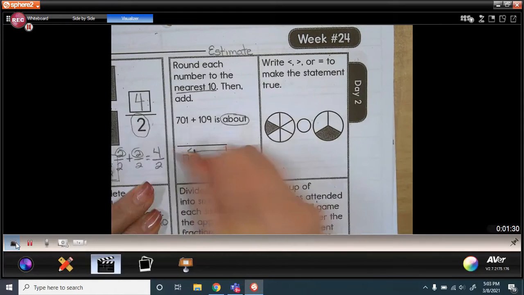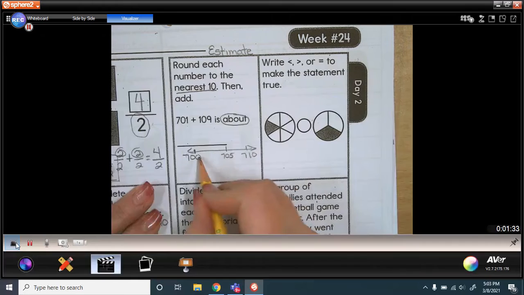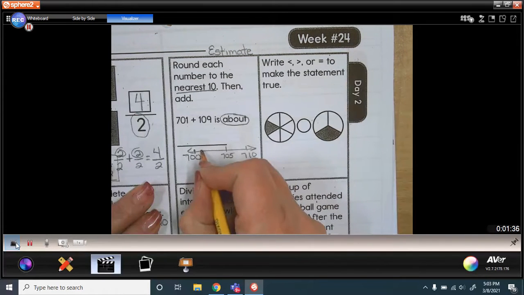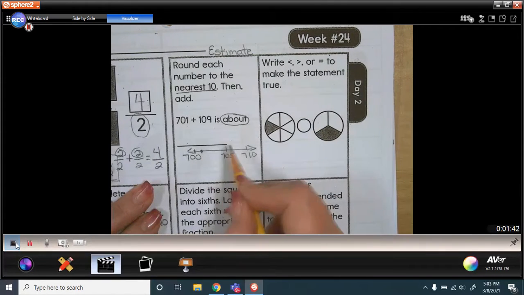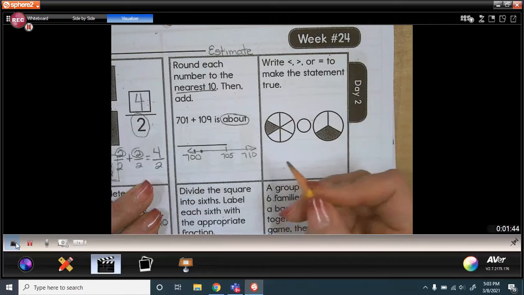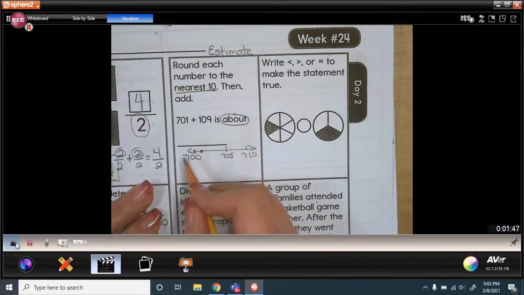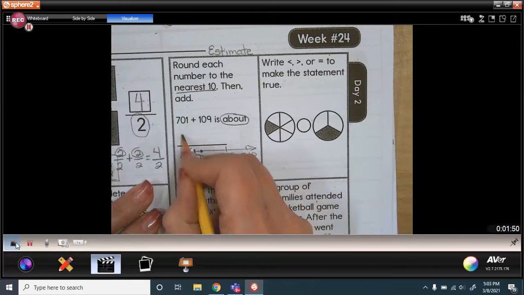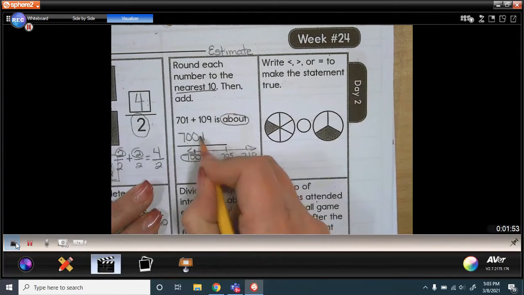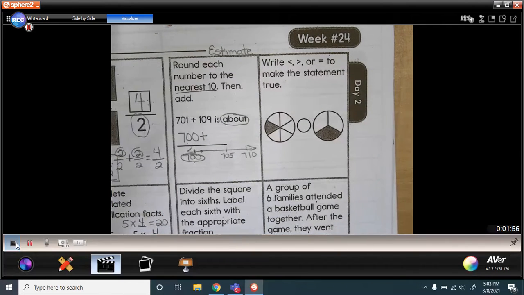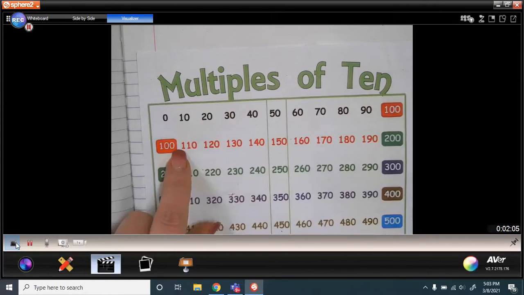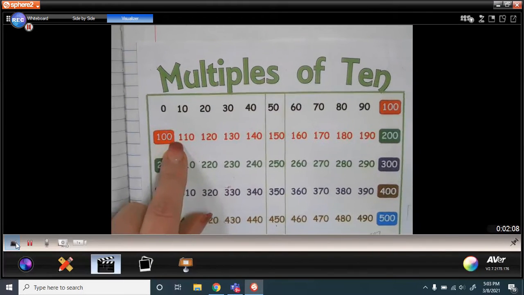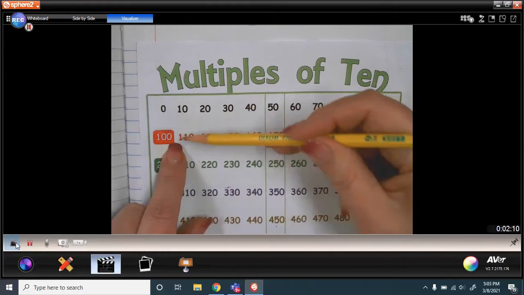Now, where's 701 going to be on here? Well, it's going to be right around here, right? Because this would be 701, 702, 703, 704, 705. So 701 rounded to the closest 10 would be 700. So 700 plus, now let's go back to our chart and look where 109 might be. If I look at my tens chart, 109 would be right around here. Now we look at the two tens it's between: 100 and 110.